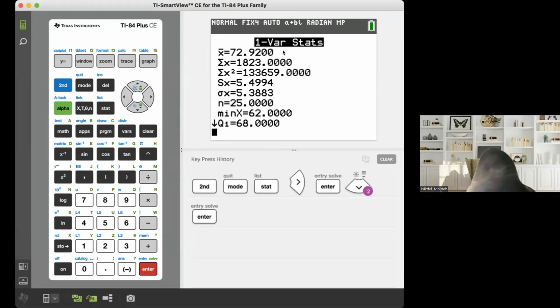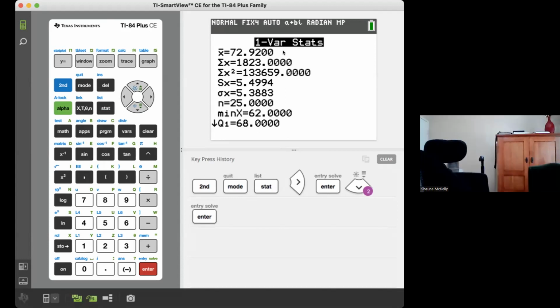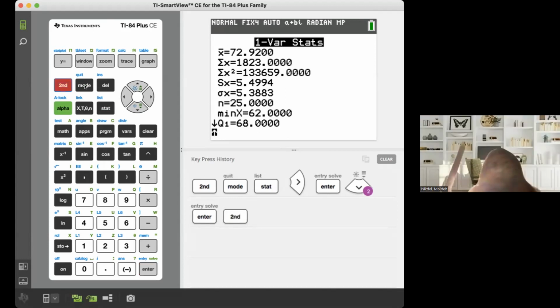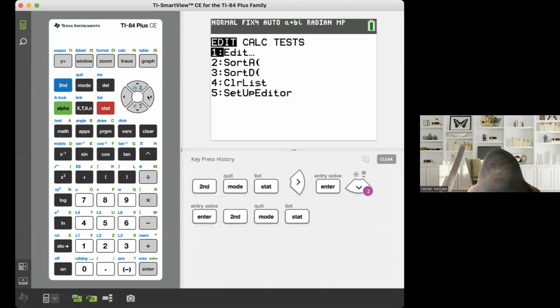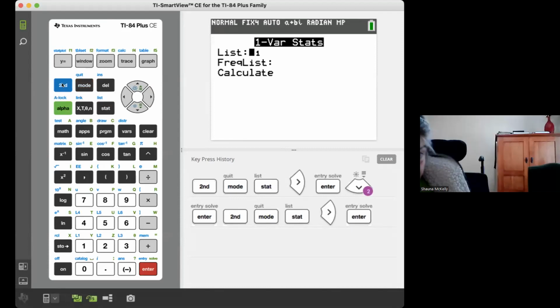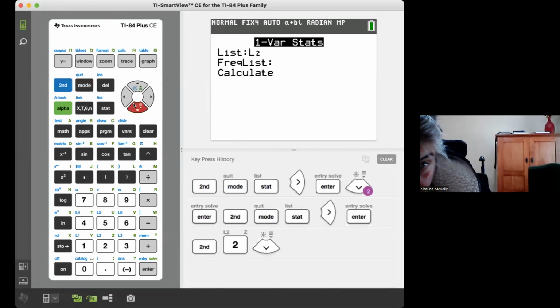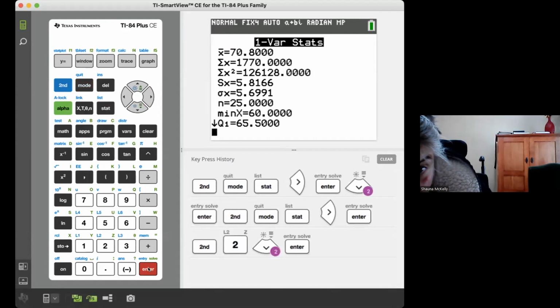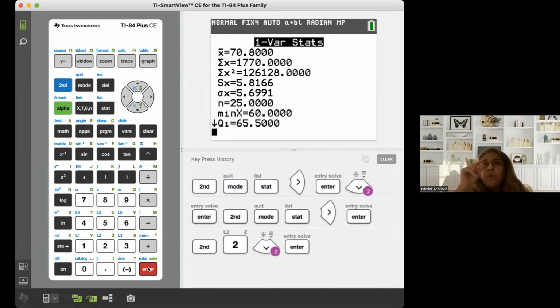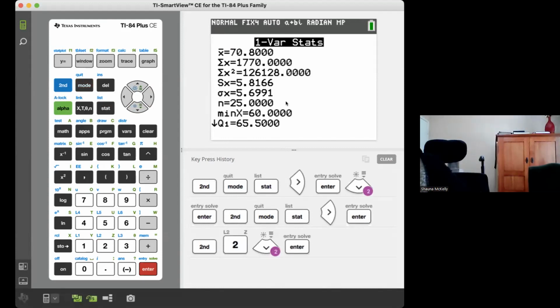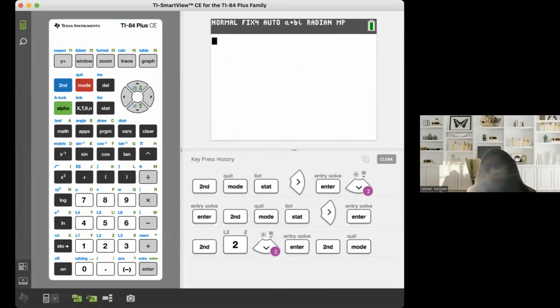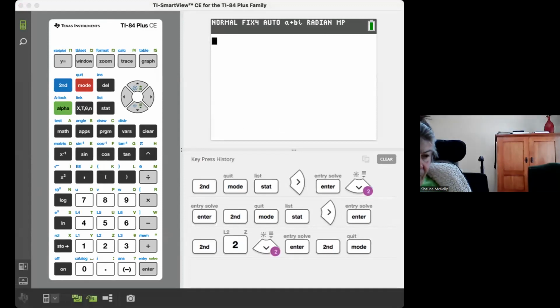72.92, N1 25, and N1 25. Got it. Okay, let's quit this window and go to Stat, Calculate, one-variable stats, this time List 2. What do we got? 70.8. That's X bar sub 2, N2 25. Okay, 70.8 and then 25. Got it. Okay. Now, when you go to the question, you have to do 2 sample tests, correct?